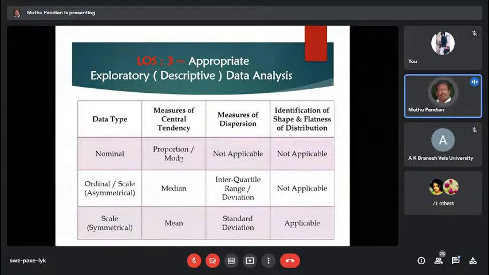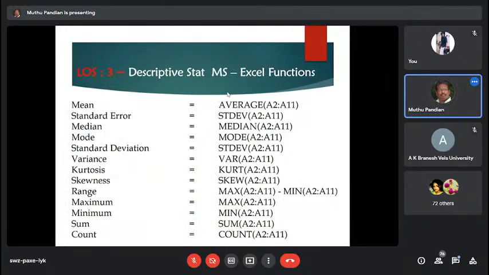Whereas if you have scale data, you are able to convert your scale data into categorical data. But if you collect categorical data, you cannot convert it into scale data. Got the point? So this is very important. As researchers, take serious concern about it. Whenever you are drafting a questionnaire, try to collect scale data as much as possible. Okay, fine. So these are the various functions available to calculate descriptive statistics in MS Excel.